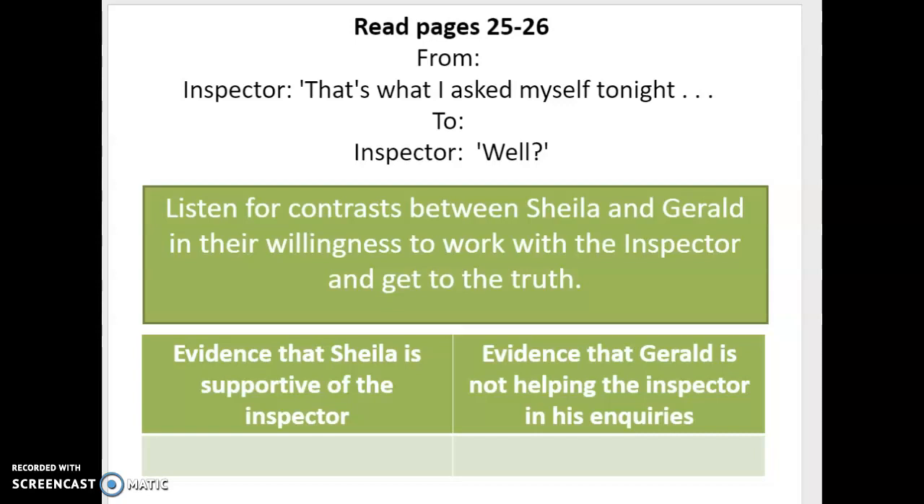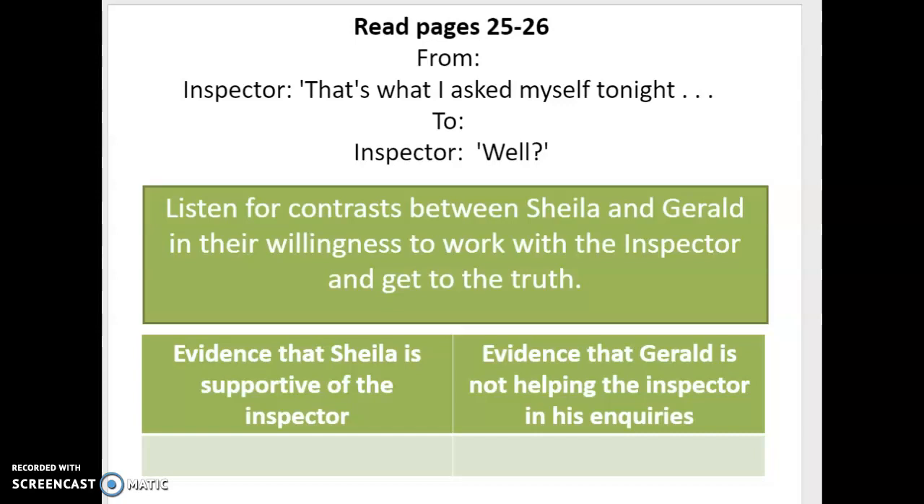Perhaps you could have one highlighter for one character and another colour highlighter for the other, in terms of highlighting and looking at how they respond to the situation and the inspector differently, and their willingness to work with the inspector. And I would like you just to write down at least 3 pieces of evidence for both of them here. So evidence that Sheila is supportive of the inspector, and evidence that Gerald isn't helping the inspector in his inquiries as well. So you just pause this clip and do that for me.